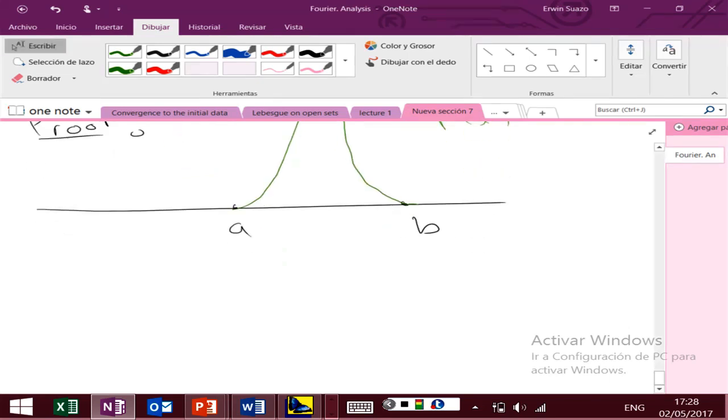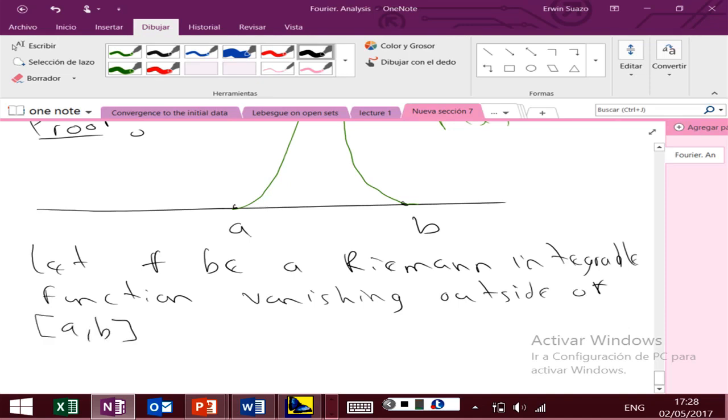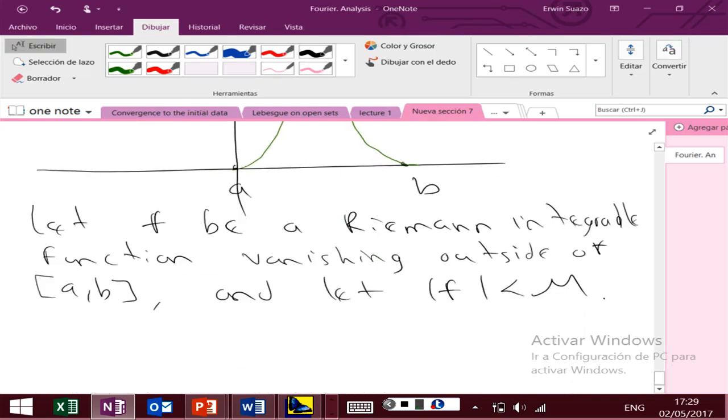So let f be a Riemann integrable function vanishing outside of a, b, and let the absolute value of f be less than M. So that means the function is bounded, because this is M, and the function doesn't cross M, for some constant M.